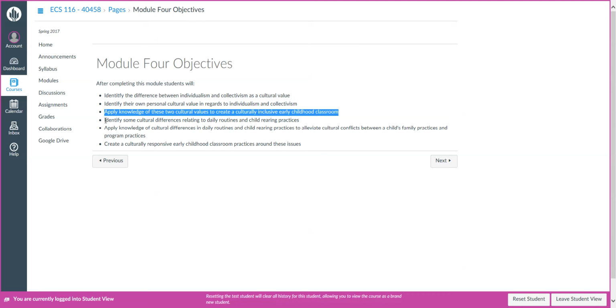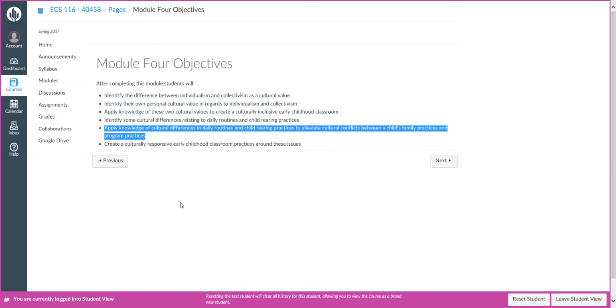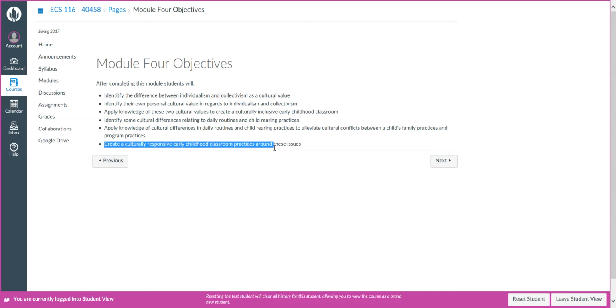We also want you to be able to identify some cultural differences, and one way we can do that is relating the differences to daily routines with children and also child rearing practices. We want you to apply the knowledge of cultural differences in daily routines and child rearing practices to alleviate cultural conflicts between a child's family practices and what you do in your own program. And lastly, create a culturally responsive early childhood classroom practice around those issues.